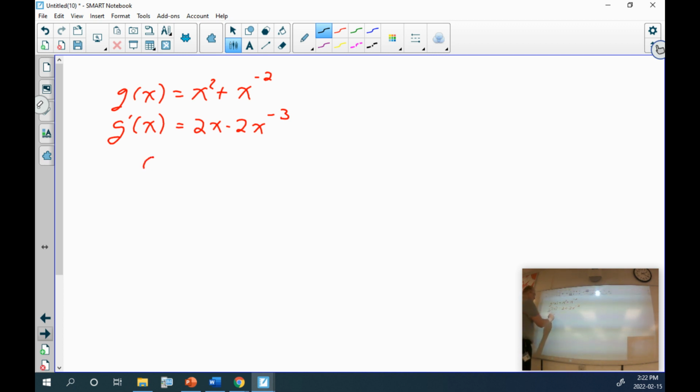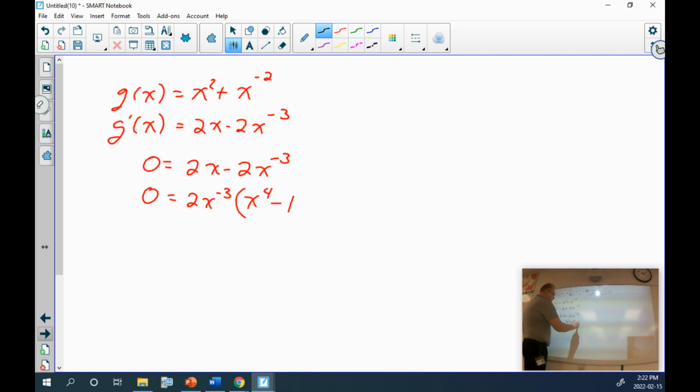Let's say I had set this equal to 0. What would you want to take out as a common factor? 2x to the negative 3. That's going to leave you x to the 4th minus 1. Now we can solve this. 2x to the negative 3 equal to 0 has no solution, and x to the 4th equal to 1 gives plus or minus 1.